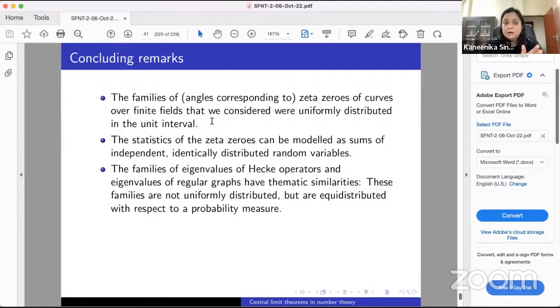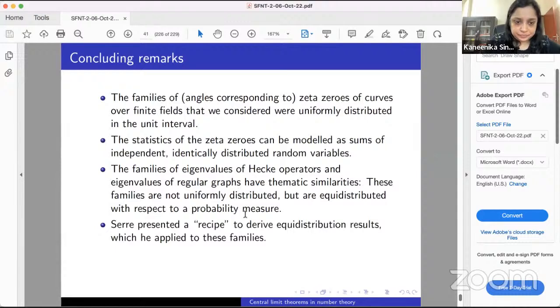In the other statistics that we see, we write our counting functions as sums of random variables which look independent but are not identically distributed. So there are more general central limit theorems known for them had they been independent, but we don't know. We cannot apply those central limit theorems directly, but we can use them to predict central limit theorems.